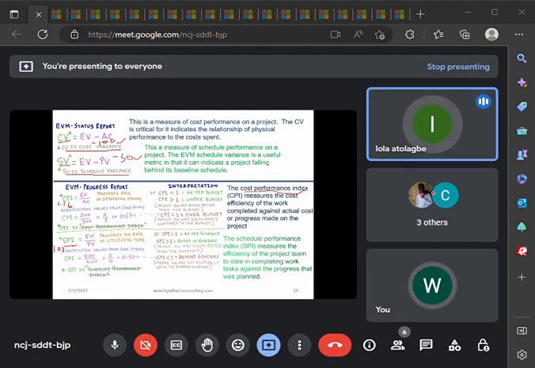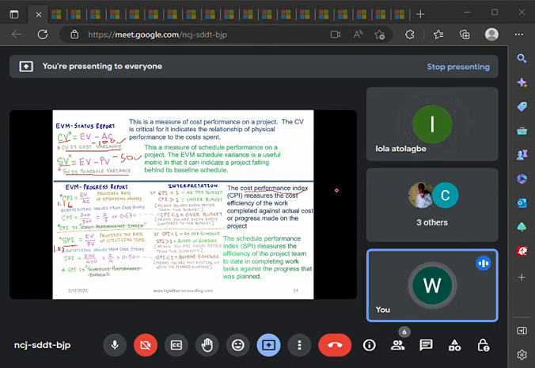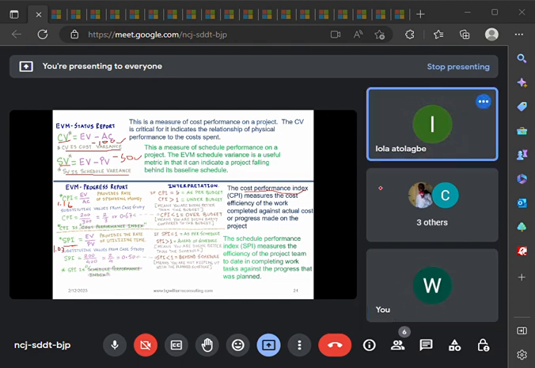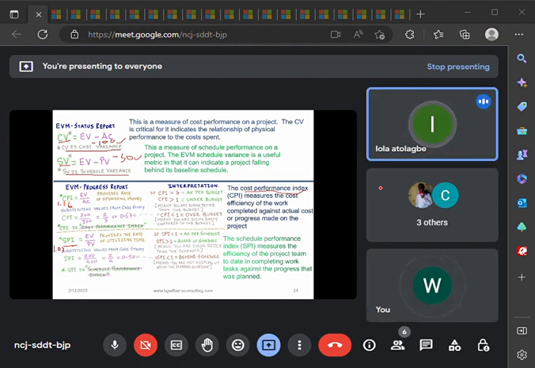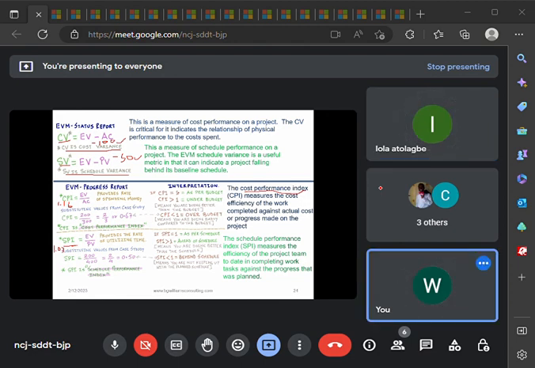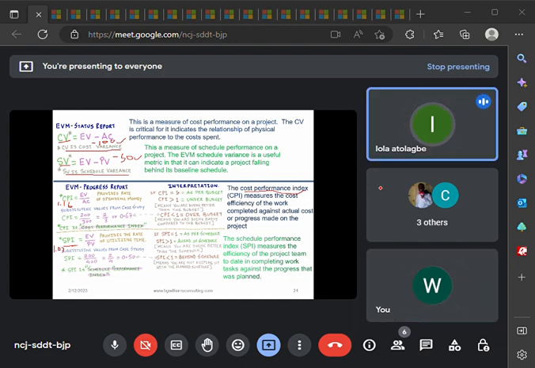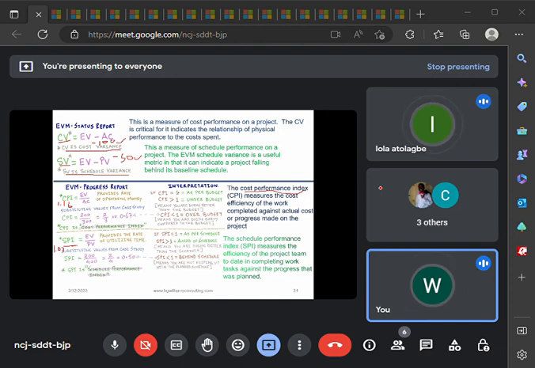Now, area of focus interpretation. If your CPI is equal to 1 on the dot, we are progressing as per budget, which means we are at par with the budget. If your CPI is greater than 1, that simply shows that we are under budget. And that means you are doing better than the budget, so you are doing well, which is good for the project. If your CPI is lesser than 1, it simply means you are over budgeted, which means you are doing badly compared to your budget.